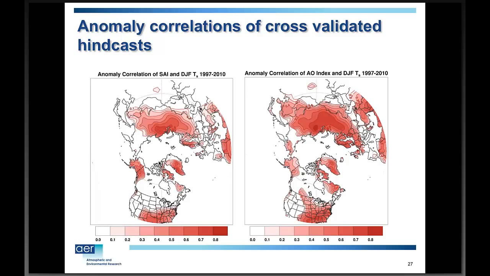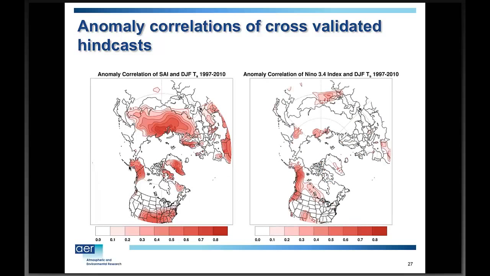You don't know the winter AO ahead of time. There's no predictive value to it. And for comparison, I'm sure you're all aware that when it comes to seasonal forecasting, and I'm not saying anything too controversial, especially at NOAA, the seasonal forecast almost starts and ends with ENSO. But when you take a simple index of El Nino, Nino 3.4, and correlate it with the Northern Hemisphere temperatures, again, I'm just showing positive skill.